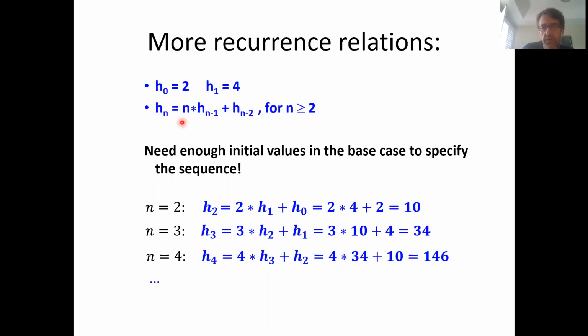So as you can see, Fibonacci is defined as the sum of the previous two, and this sequence is defined as: take the previous two, but multiply the one before by the index of the sequence. So this is going to grow way faster than Fibonacci, right? It's like a Fibonacci, extra.